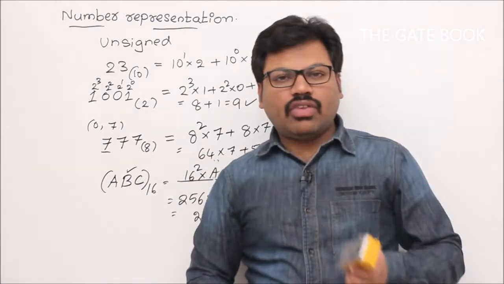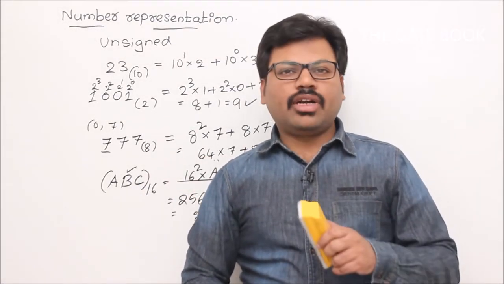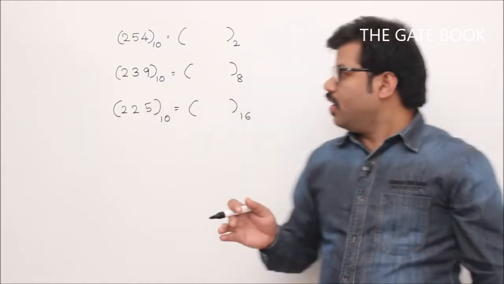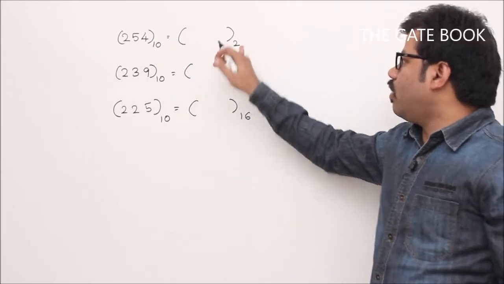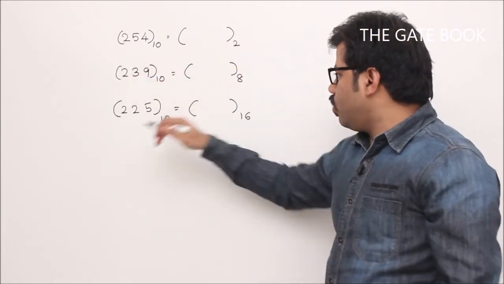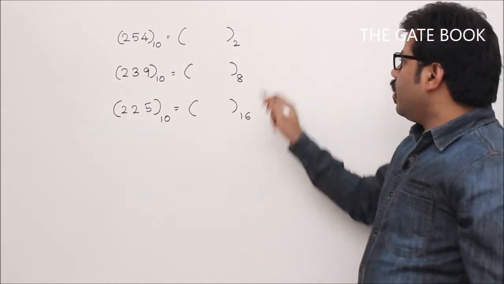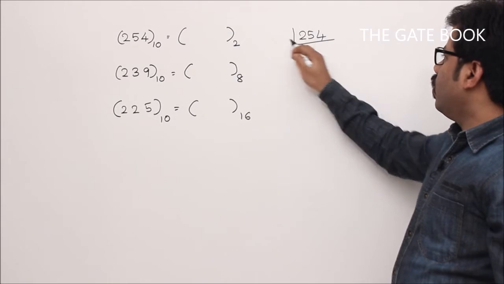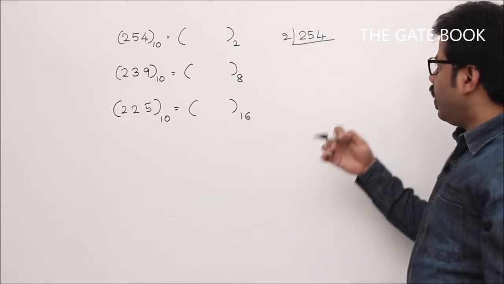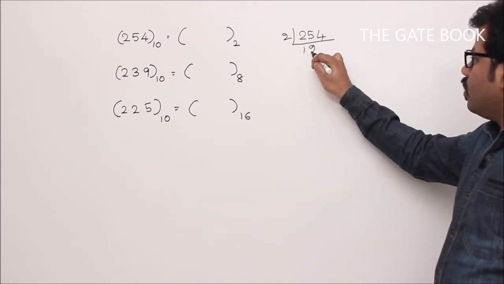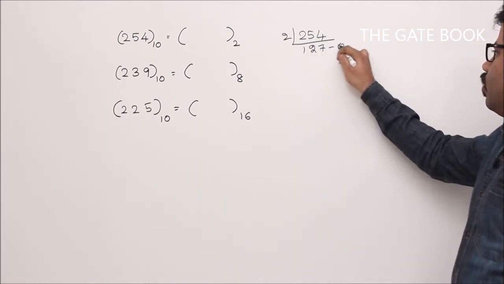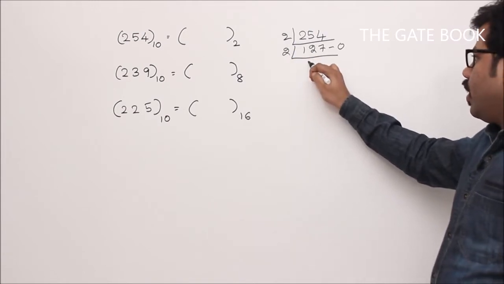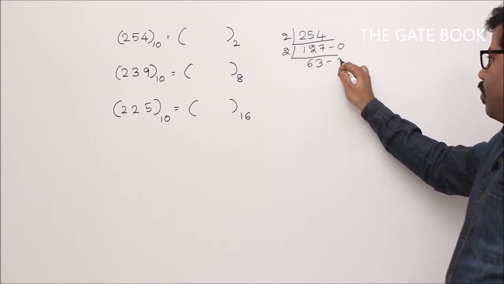Now we will see how to convert from decimal to binary, decimal to hexadecimal, decimal to octal. Let us see how to convert decimal to binary. 256 base 10, I would like to convert to base 2, 239 to base 8, 225 to base 16. Very simple. For that, take 254 and divide by 2 and identify the remainder every time. So 2 127s are 254, remainder 0. Then again you repeat this process, divide the resulting number with 2, then you get 2 63s are 126, remainder 1.